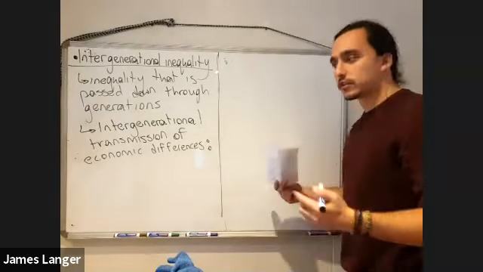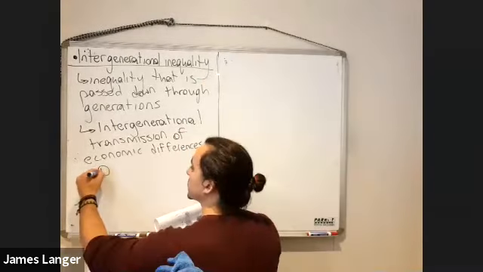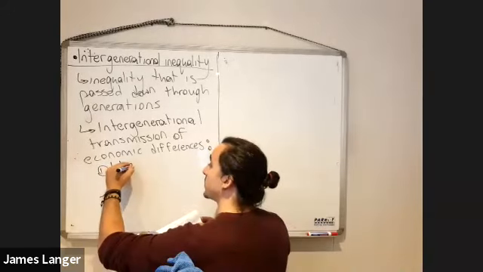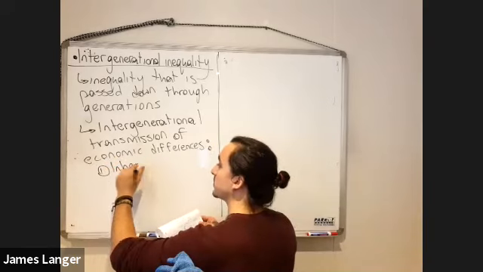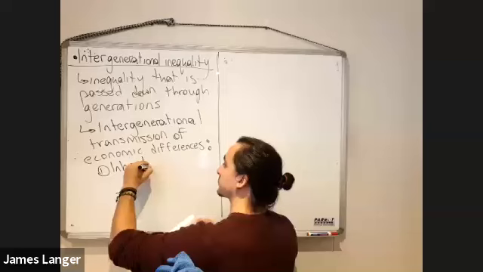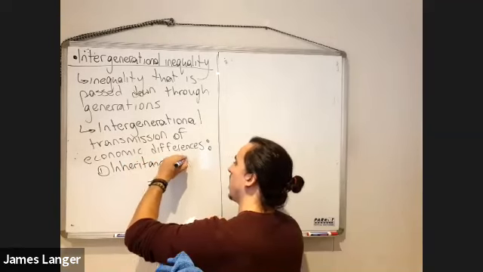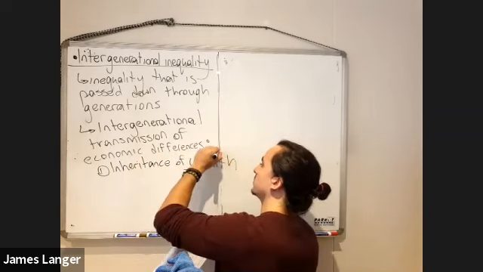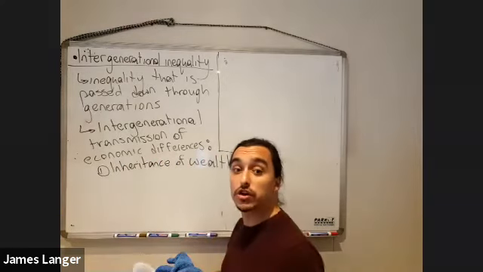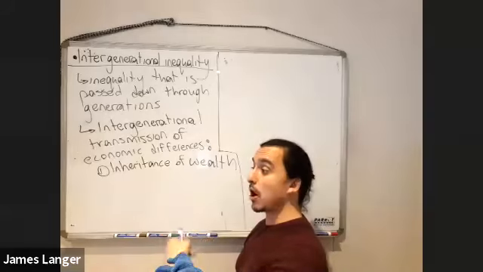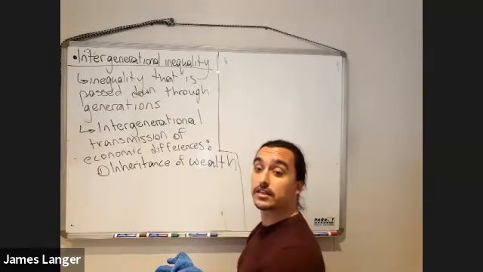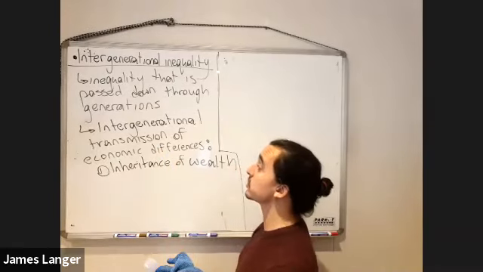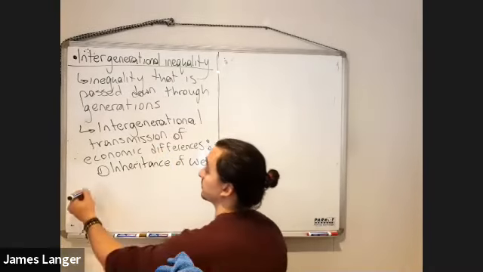Well, the first one is going to be the obvious one. The first one is going to be the inheritance of wealth. I think that one's quite obvious. From one generation to another, they pass down wealth. So the inheritance of actual wealth is going to have an impact on this intergenerational inequality.